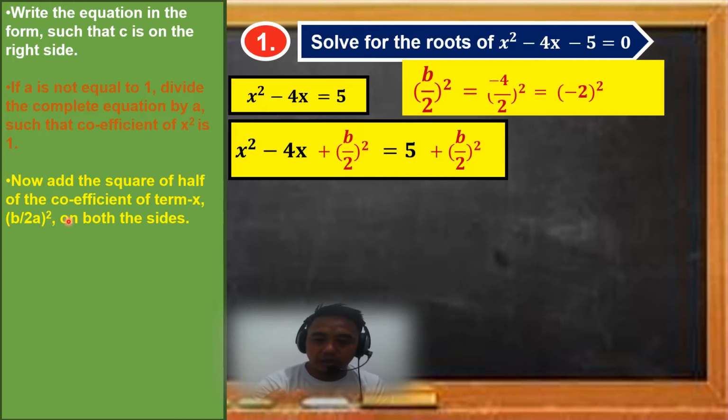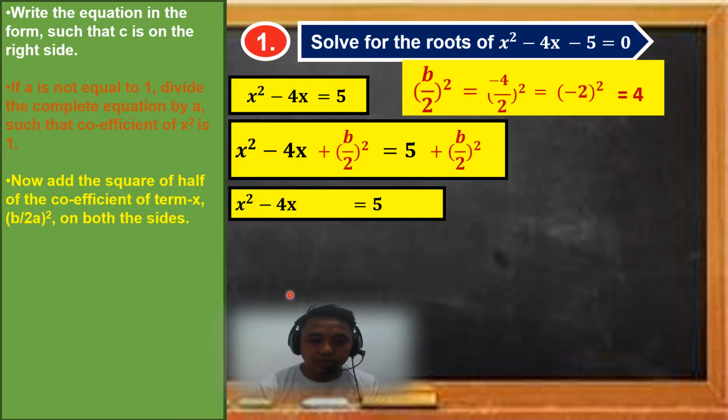I-divide mo lang yung negative 4 kasi ano tayo, PEMDAS, parenthesis muna. Then after nun, exponent. So negative 4 over 2 is negative 2. And then negative 2 times negative 2, that is equal to 4. Meaning to say, ang b over 2 square na yan is equal to 4. Yan yung i-add natin, both sides of the equation.